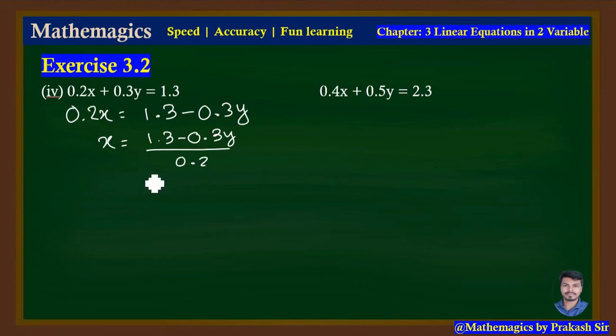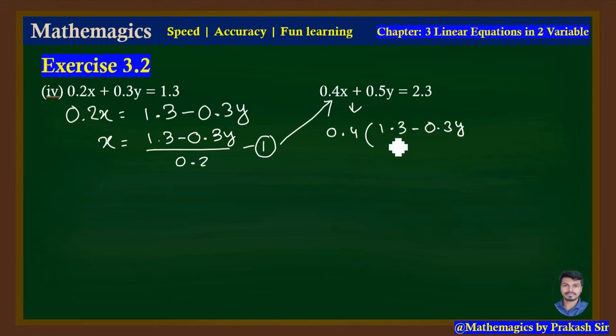Here we got the x value. So this is the first equation, and now the second equation. Here also you can change the sequence of the equations. Let me consider this one as the first equation, and this first equation we are putting here. So the equation will look like 0.4 into the x value, which is 1.3 minus 0.3y whole divided by 0.2, finally plus 0.5y is equal to 2.3. Now we are going to solve, and here we will obtain the value of y. So let us start.